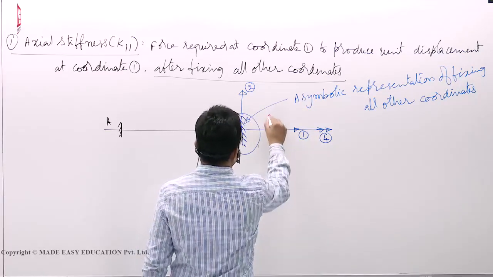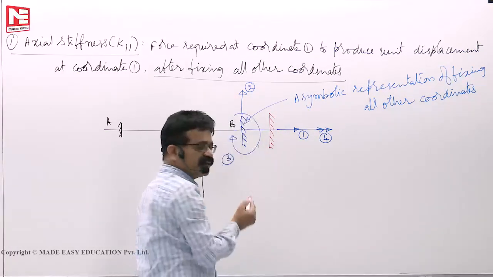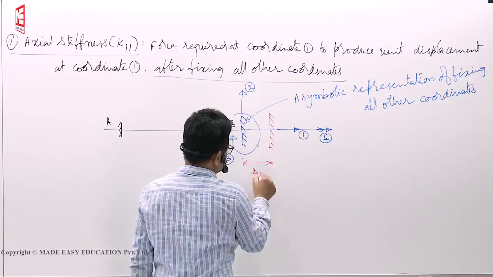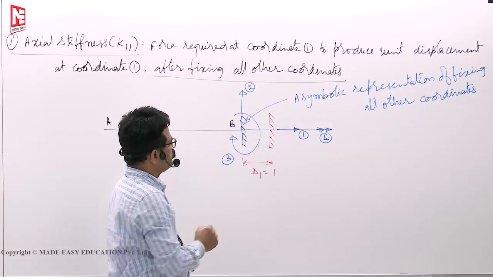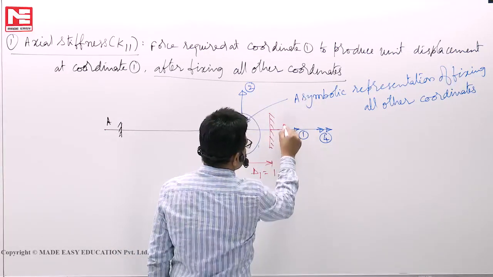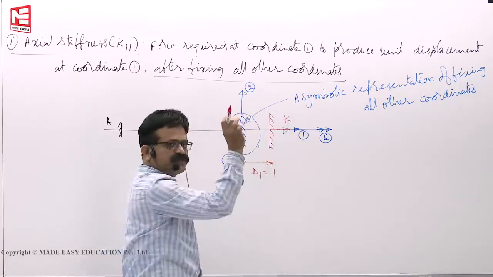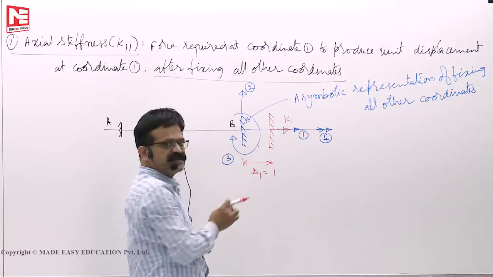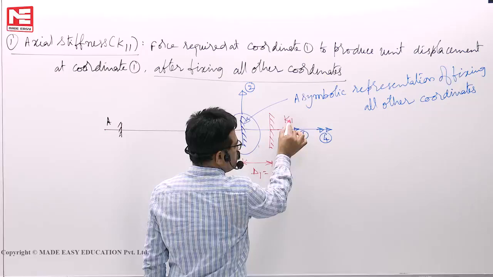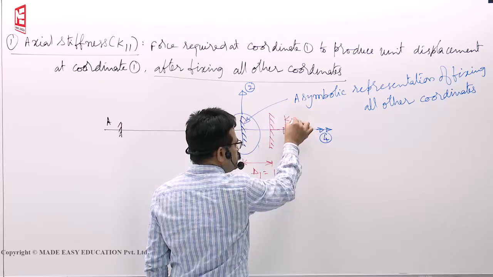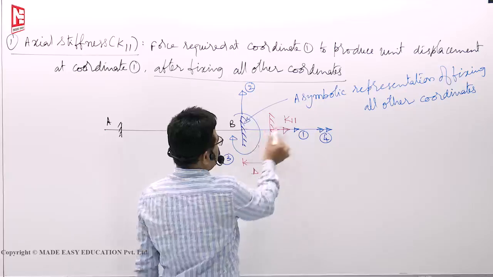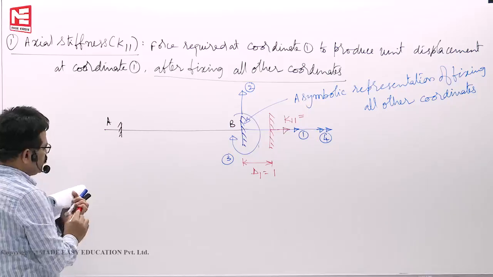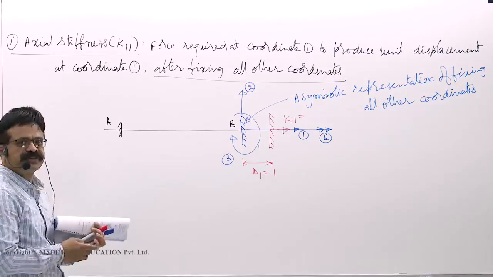Now if it comes here, let us say, it can come because it's not a fixed support, only a symbolic representation. This is delta 1, this value is 1. Then what is the force required? Force at coordinate 1, K11 means force developed at coordinate 1 because of the unit displacement. Force developed at coordinate 1 to produce unit displacement also at 1, K11. This is K11. That you can find from strength of materials. You don't have to use Castigliano's theorem too.